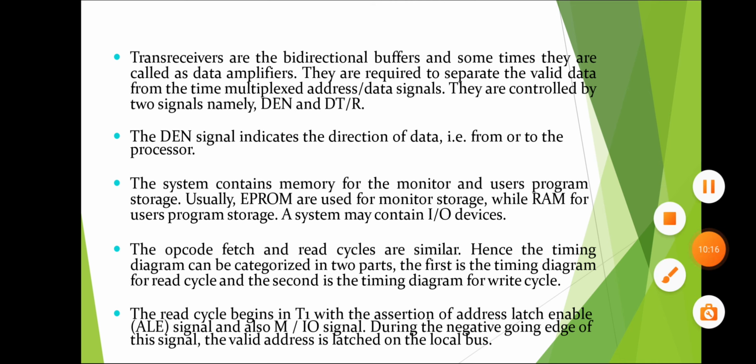The system contains the memory for the monitor and the user's program storage. Usually EEPROM is used for monitor storage, while RAM is used for user program storage. So the system may contain input output devices also.